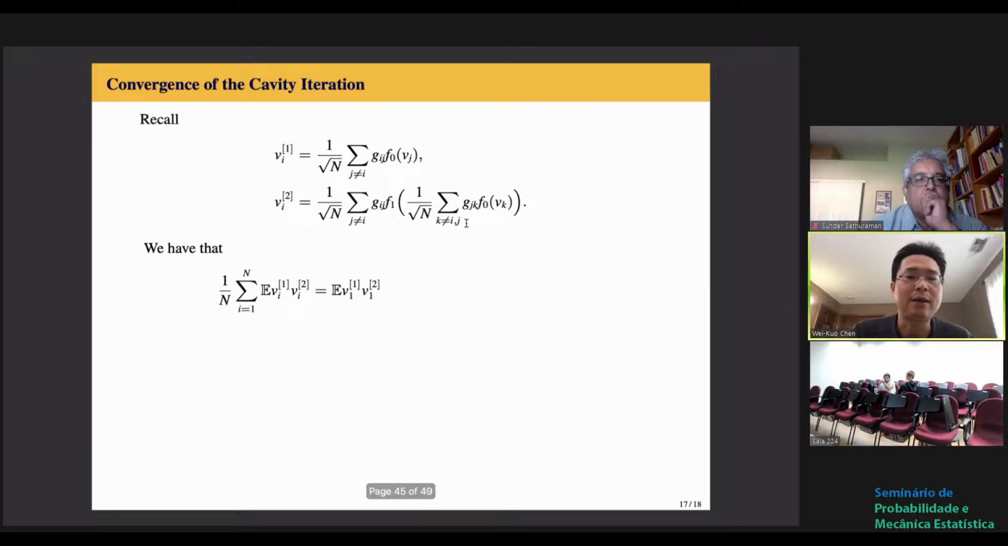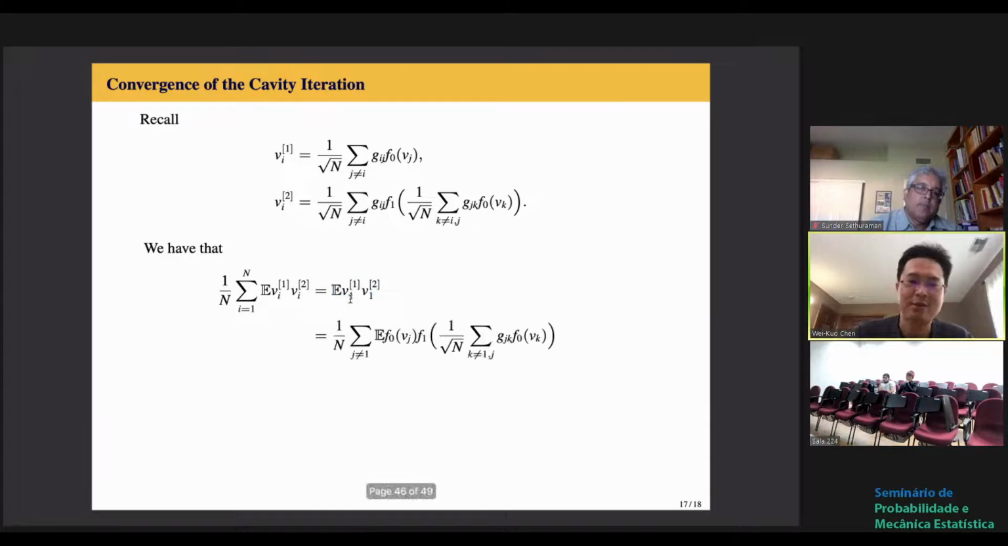And now let's try to compute the covariance. The covariance here is given by, by symmetry, you know they are all the same, so you just put 1 for the i. And now I just plug these two equations over here.